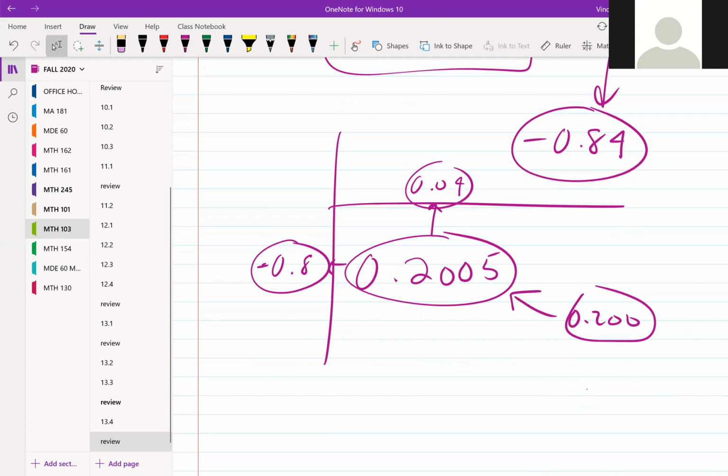And that's how I know this is the answer for 0.205. Oh, okay. Didn't know that. Okay.